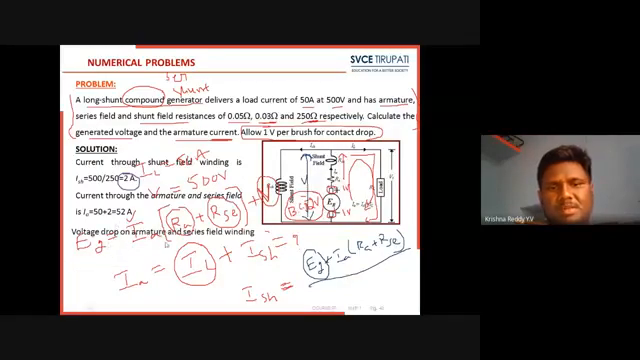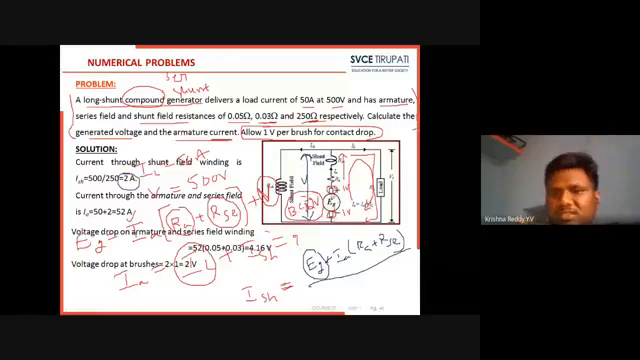The voltage drop across the armature and series field winding is IA into RA plus RS. When you calculate the voltage drop, it is 4.16 volts. The voltage drop across the two brushes: we have two brushes, that's why 2 into 1, 2 volts.